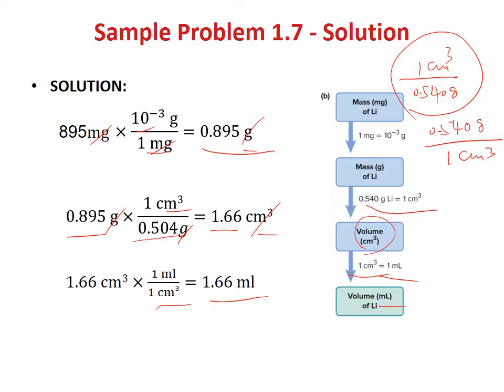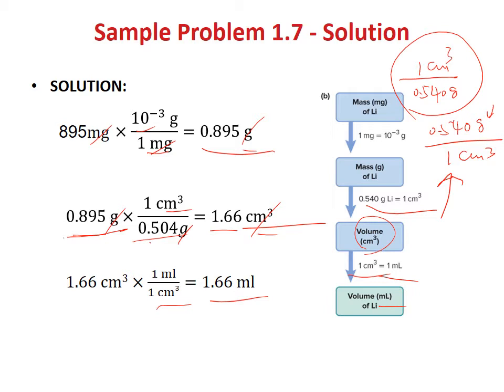So this is an example using density as a conversion factor. In this case, we convert mass to volume. You can also convert volume to mass, and then you should use this one to cancel volume and get mass in grams. Another thing I want to mention is that sometimes you can combine several steps together.